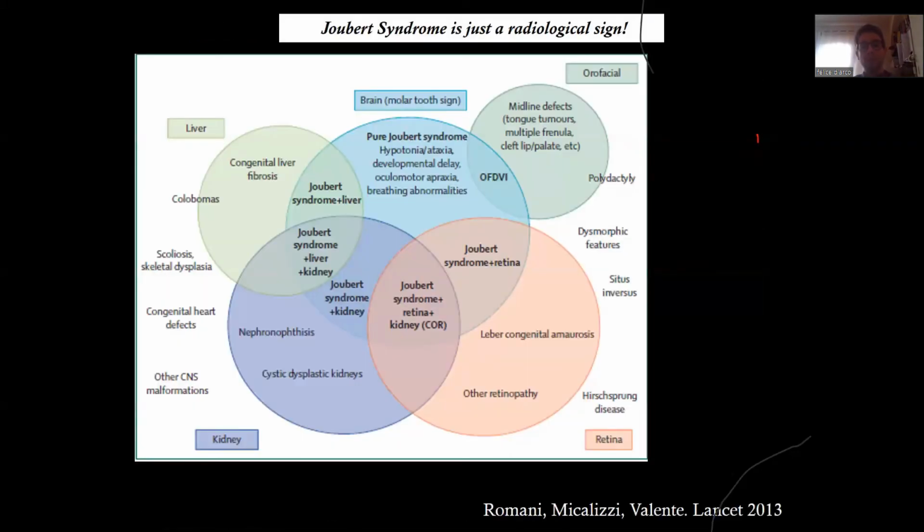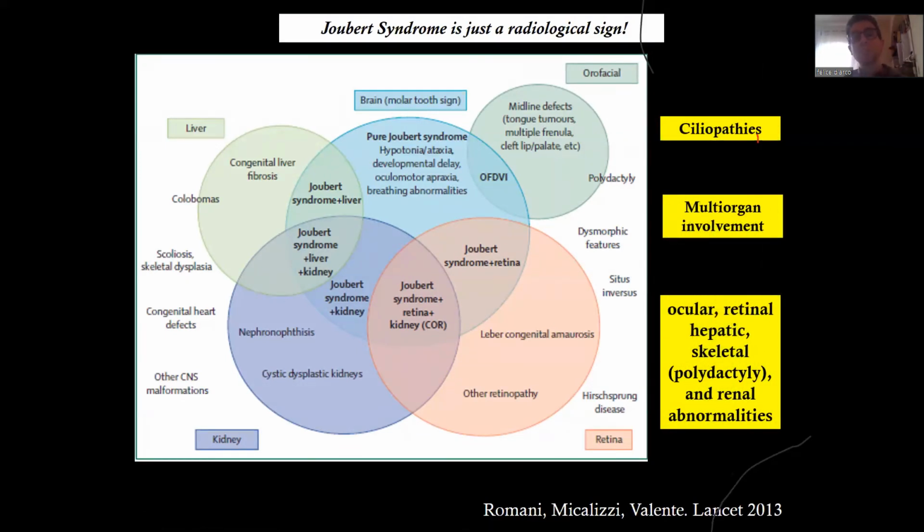Now the situation becomes difficult because this is a paper from Enza Maria Valente. You see how many syndromes have the Joubert sign. So the molar tooth sign of the brain is just a piece of the puzzle. You need to add information about the eye, kidney, liver, orofacial, and so on. Now, all these syndromic ciliopathies, so a problem in the movement of the cilia, all of them have multi-organ involvement, and this is particularly important when it comes to eyes, liver, skeletal problems, and renal abnormalities.